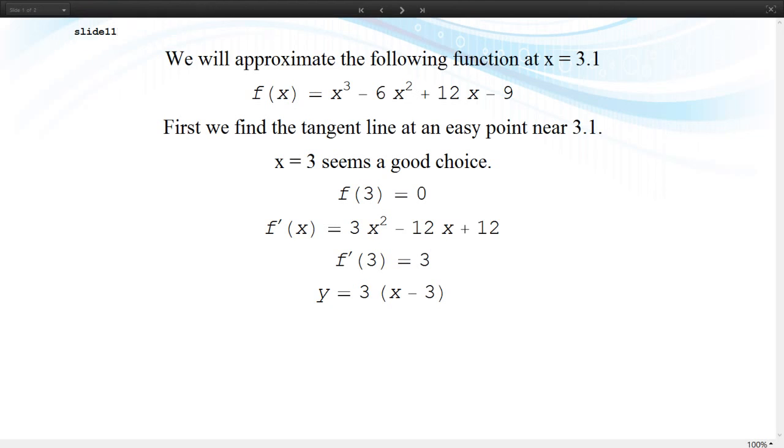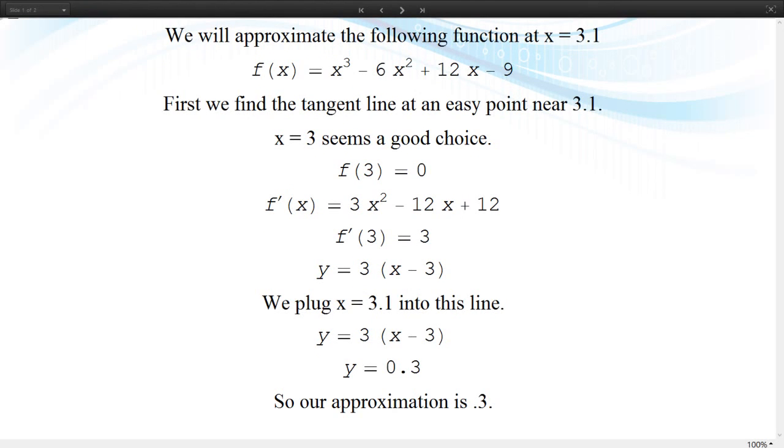And the final step of the problem is to plug 3.1 into our tangent line. So we get y equals 3 times 3.1 minus 9. So that's y equals 3 times 0.1, which is y equals 0.3. So our approximation is 0.3.